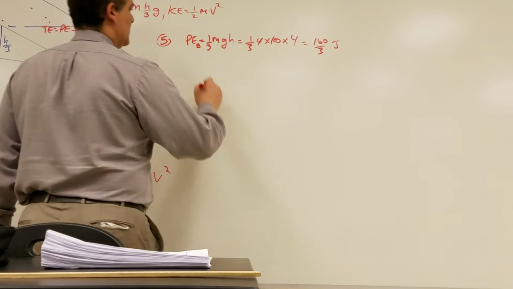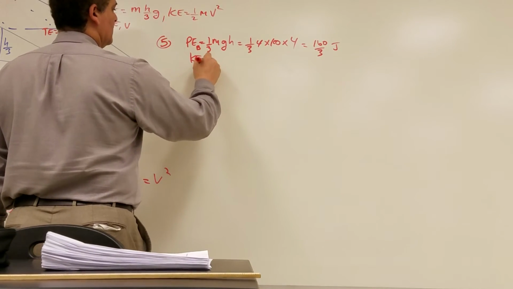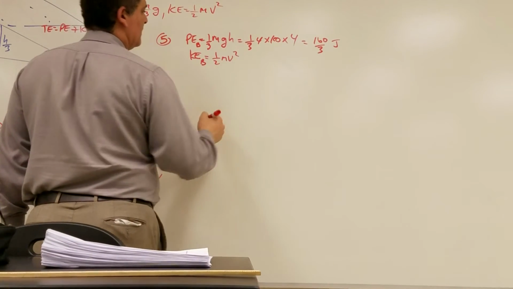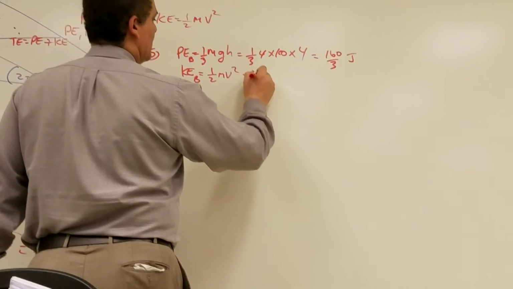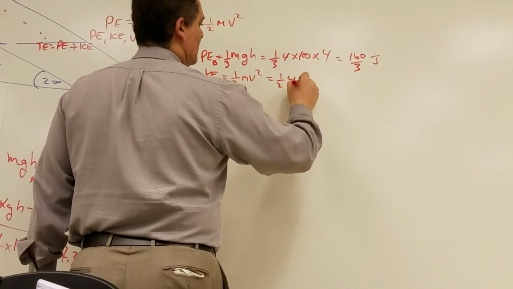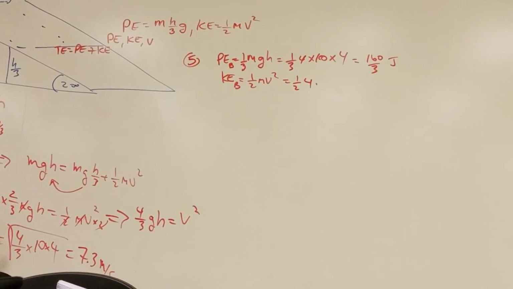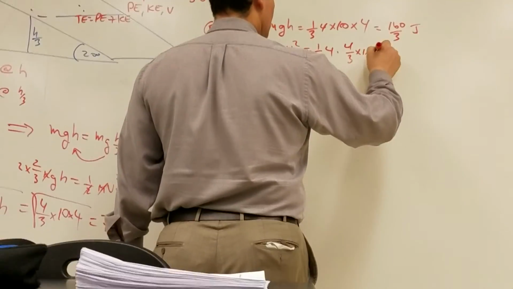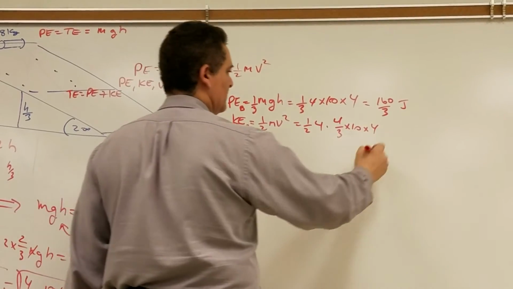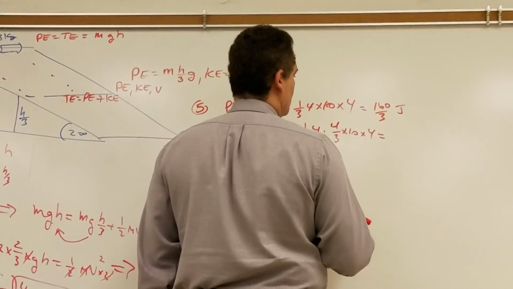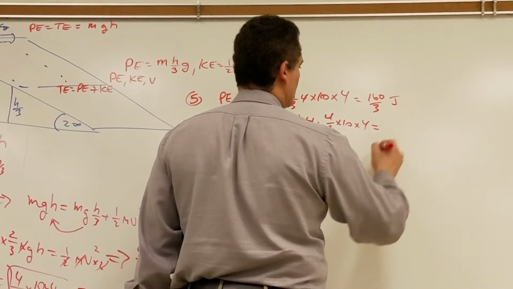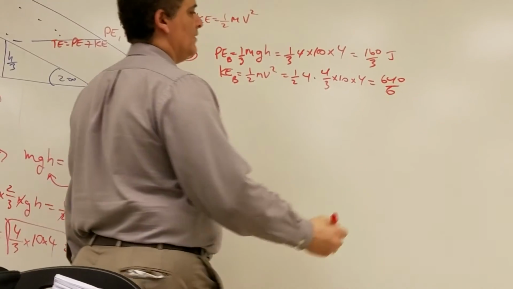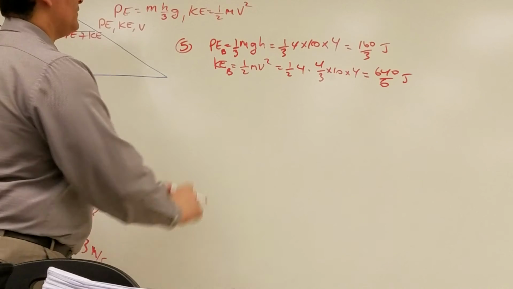Joules. And then the kinetic energy for the ball, that's going to be 1/2 mv squared, and the mass of the ball, of course, is 4. So that's going to be 1/2 times 4 times v squared. But we have v squared right here, so we multiply this times 4 over 3 times 10 times 4. It just saves me having to write some numbers. So this is going to be 640 divided by 6. Whatever, you did the math, okay? So that's for the ball.